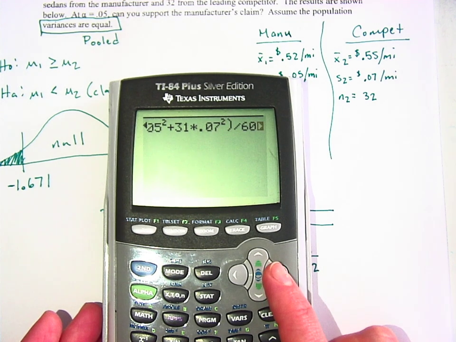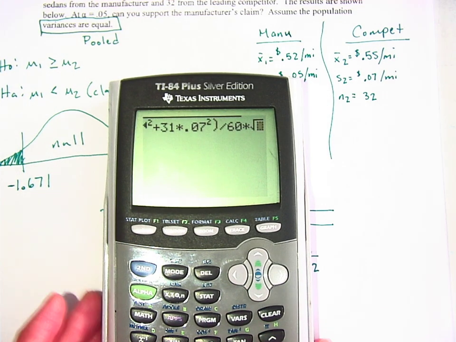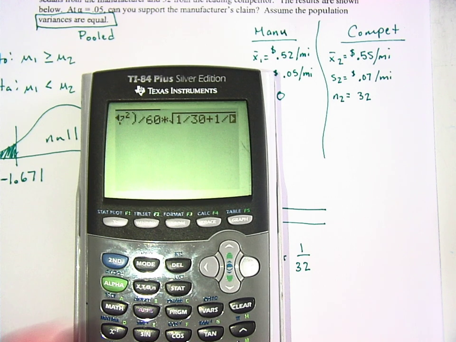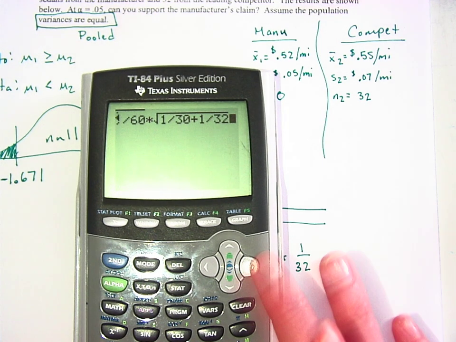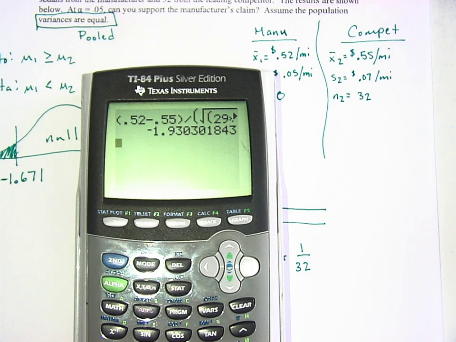And then you need to right arrow to get out from under that square root. And then times another square root. And that would be 1/30 plus 1/32. And then end that parentheses. Wait, what do we do after the first square root?